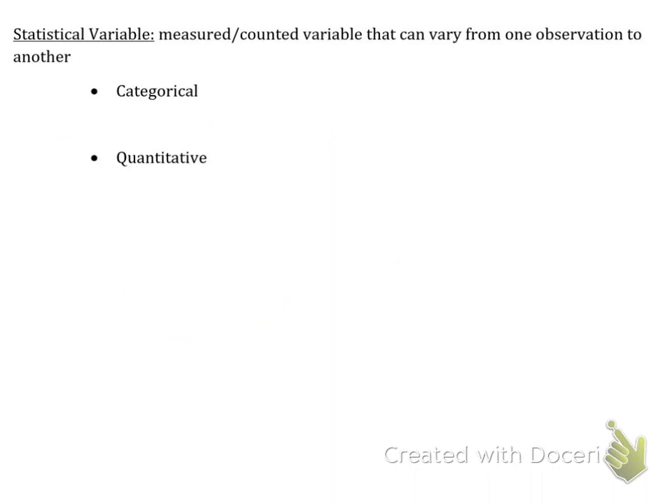A statistical variable is a measured or counted variable that can vary from one observation to another. So if you were going to ask people what their birth month was, you'd have to collect a lot of data, and you have to count how many people were born in January or February and so on. So two different types of data.